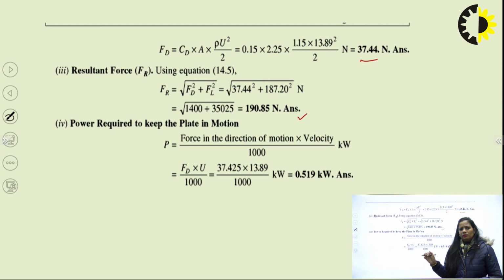So you can say the flat plate must be in a position such that the drag force is very less and the lift force is coming more. So here you can get the resultant of 190.85.